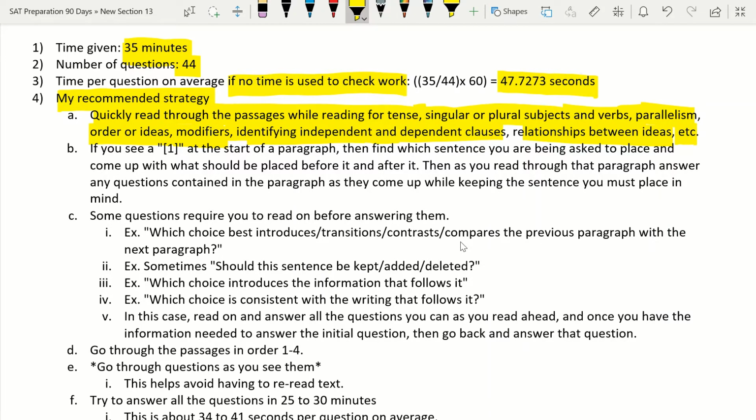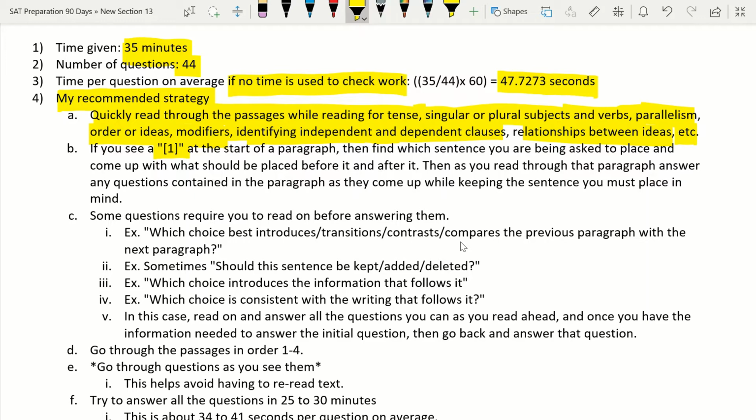Okay, next thing, if you see a 1 at the start of a paragraph, then find which sentence you're being asked to place. By 1 here, I'm talking about if there's a 1 placed next to the first sentence. If there's a 1 placed above a paragraph, it means you're going to be asked something about something being placed at different paragraphs or the order of paragraphs.